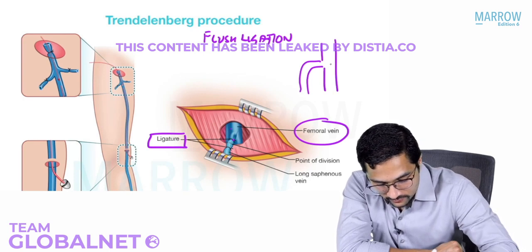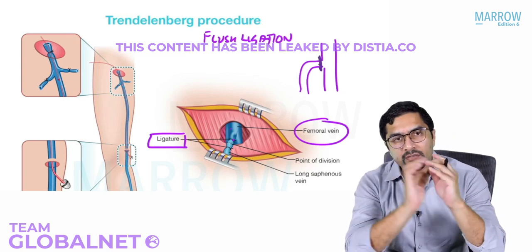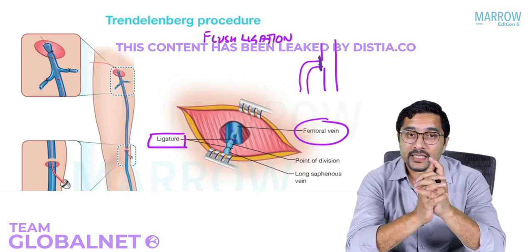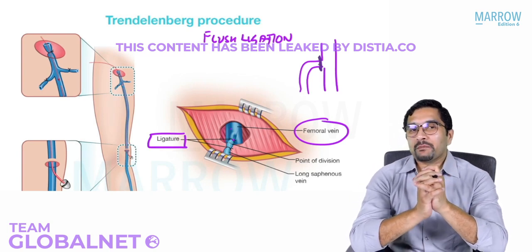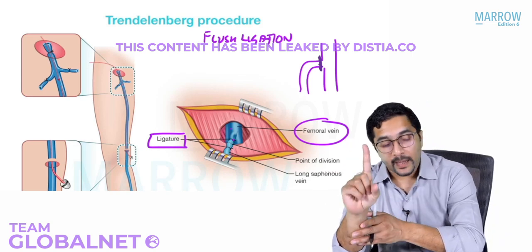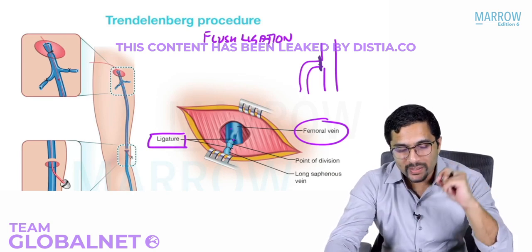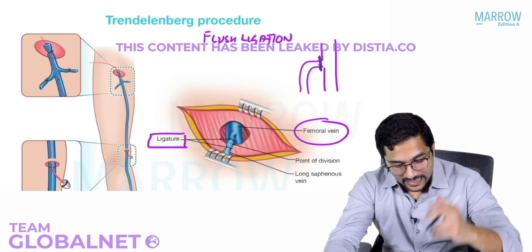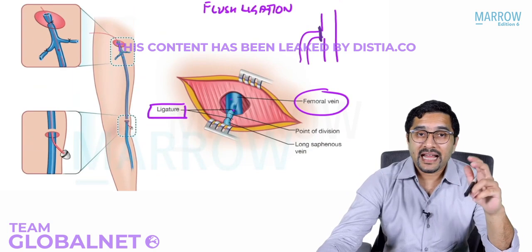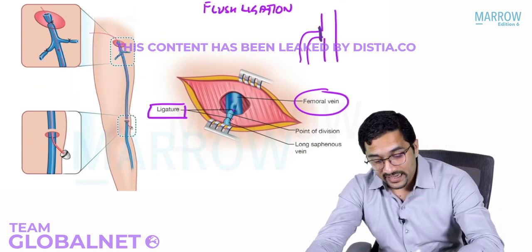So if this is the thing, we are going to tie it here. And why not a certain distance away? If you leave a stump, that stump can swell up and that can form a saphena varix, which is why we do flush ligation and we don't leave a stump behind. Now, one thing which I want you to remember, that when we are doing Trendelenburg procedure, we have to ligate tributaries, and there are 6 tributaries which need to be ligated. Otherwise, there is a high recurrence rate.